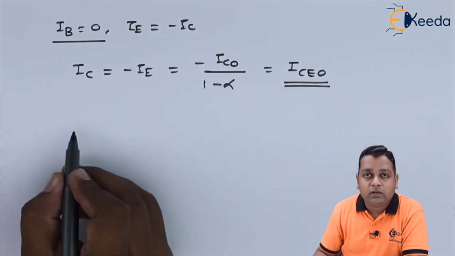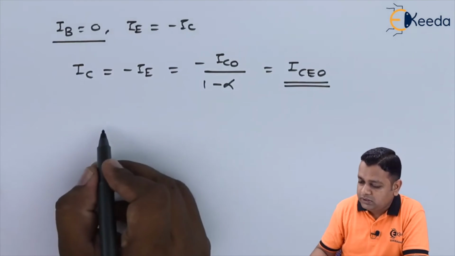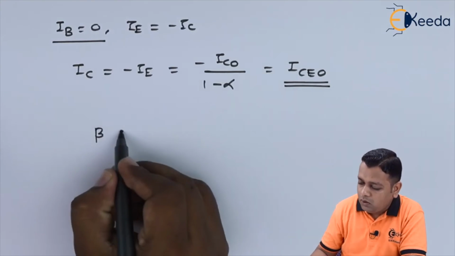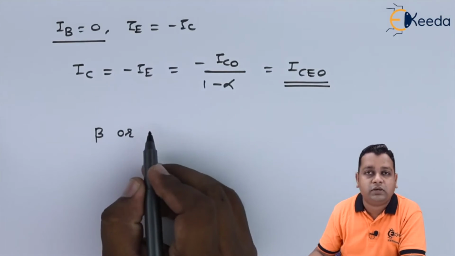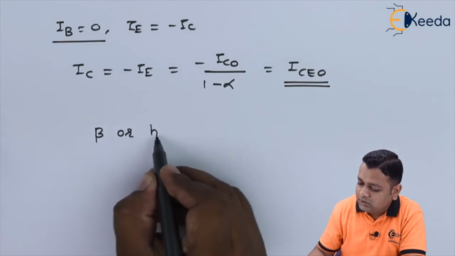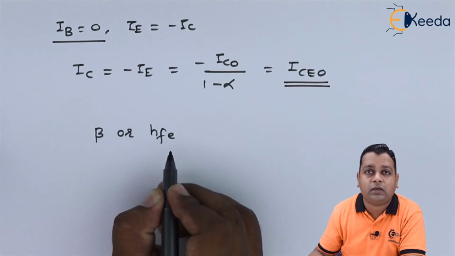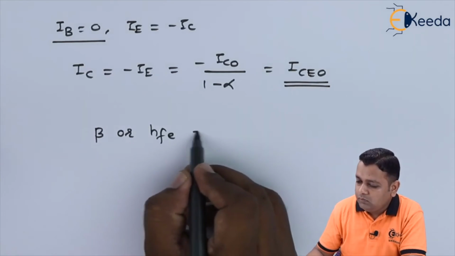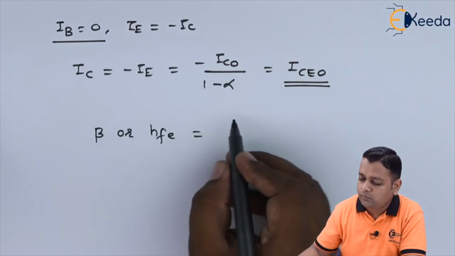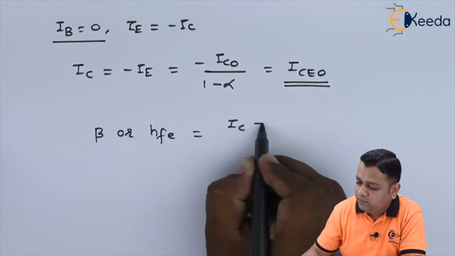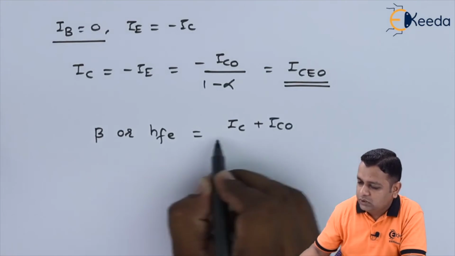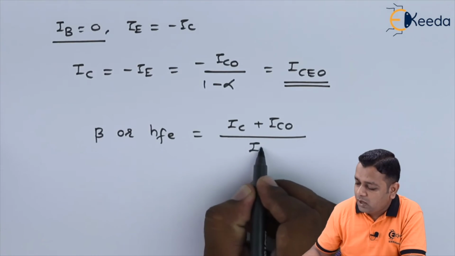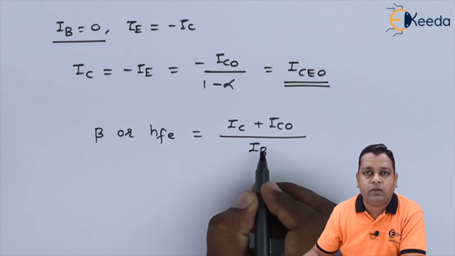Now the emitter current gain can be represented by the symbol beta, or we can also express it in terms of hFE here, as our configuration is common emitter. It can be expressed in terms of the collector current capital IC added with capital ICO divided by the input current, capital IB here.